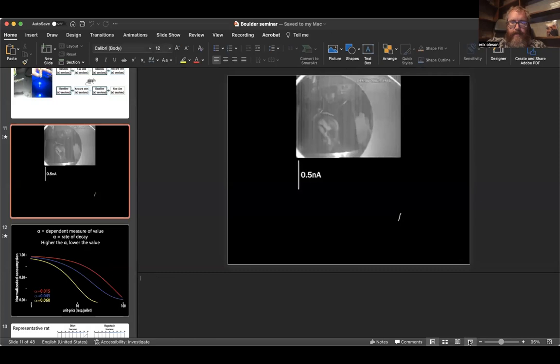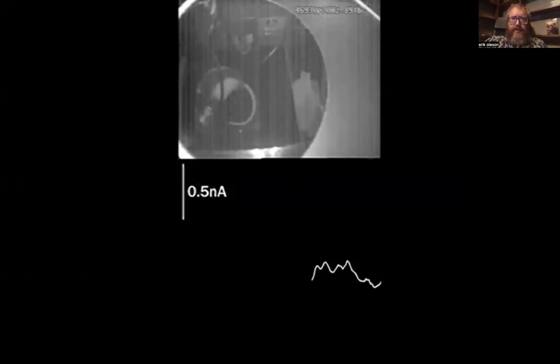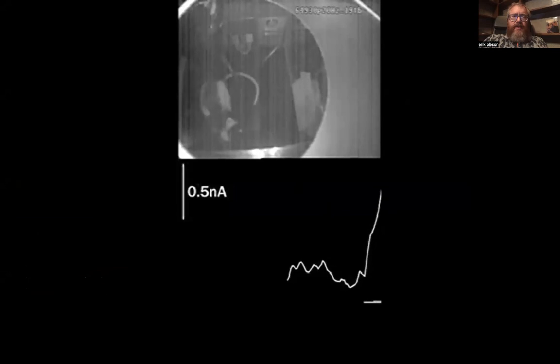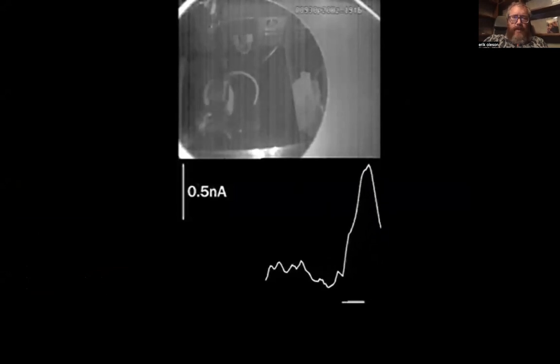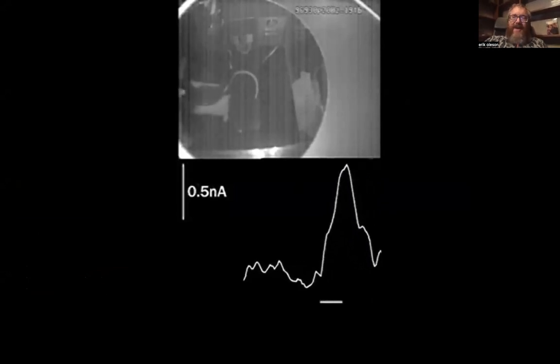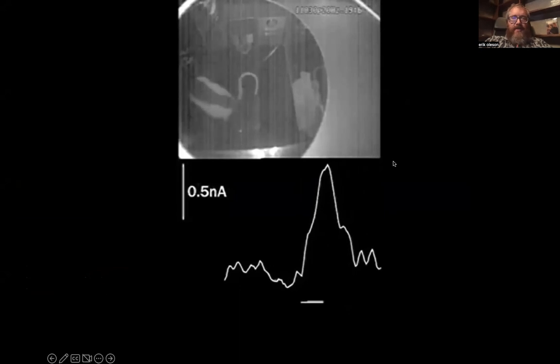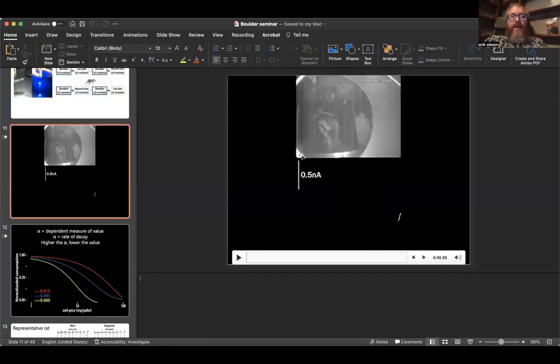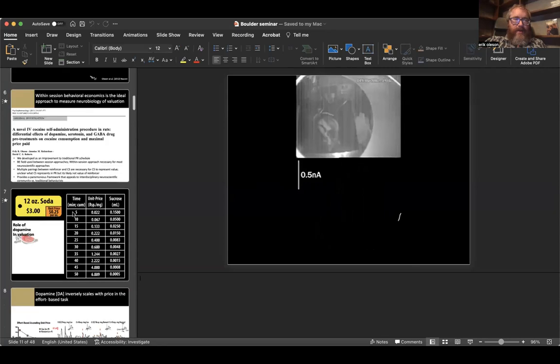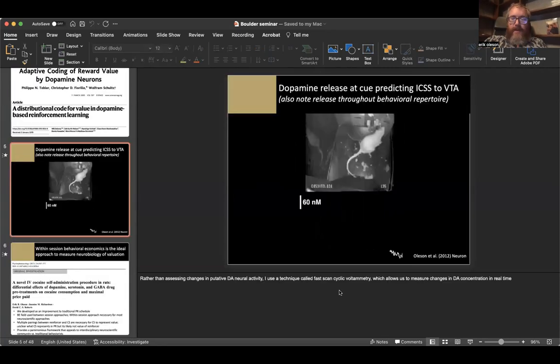So here is a voltammetry recording that I did in an animal. In this case, the animal is responding for brain stimulation reward. Oh no, sorry. That was an optogenetics stimulation. The animal wasn't behaving there. But we will come back to that one. I'll show you that one in a minute.